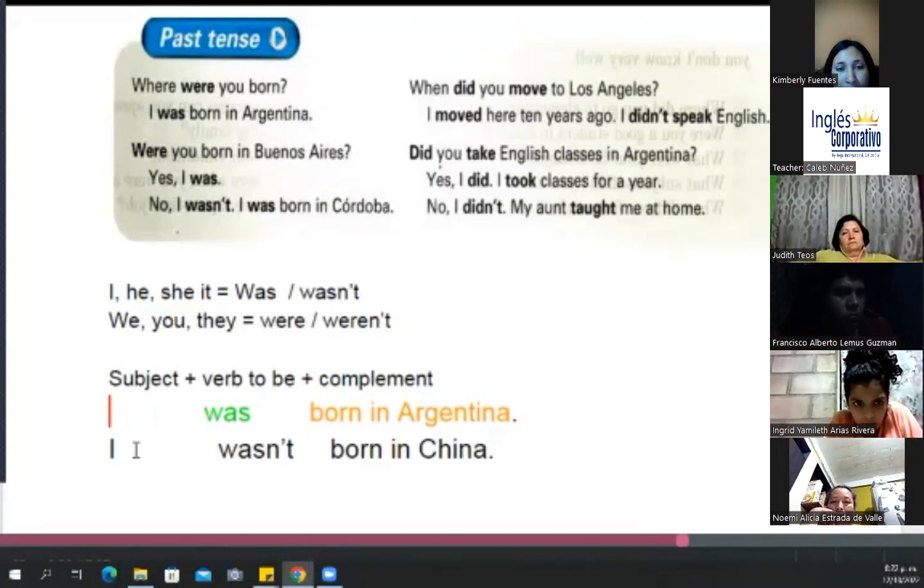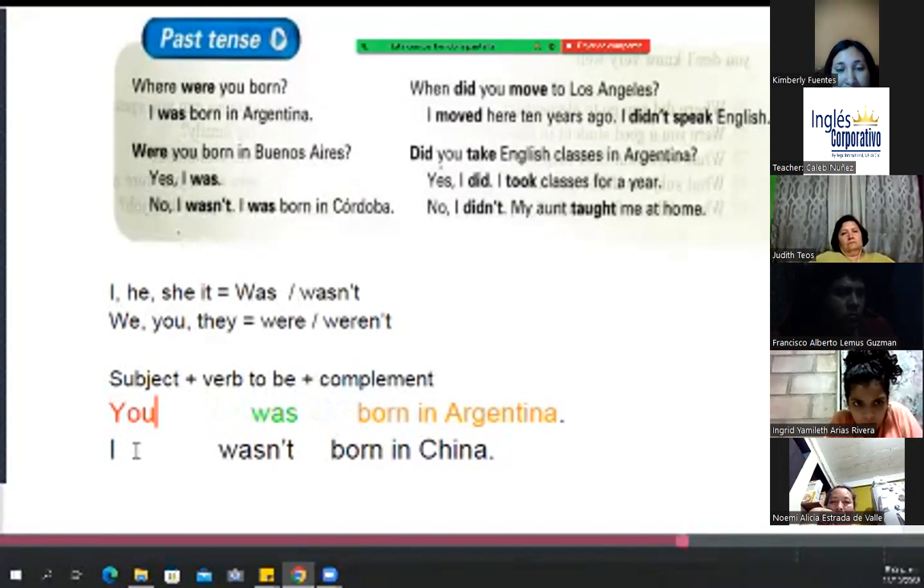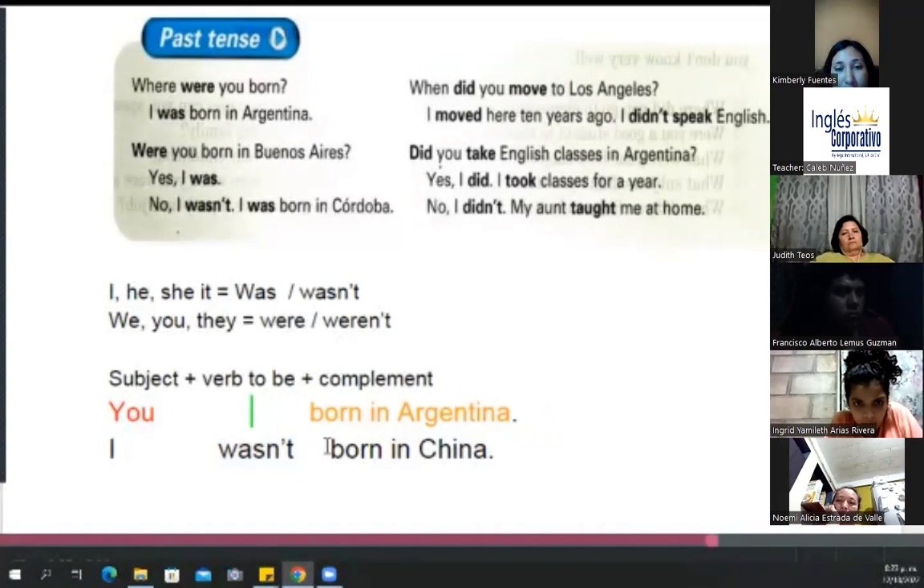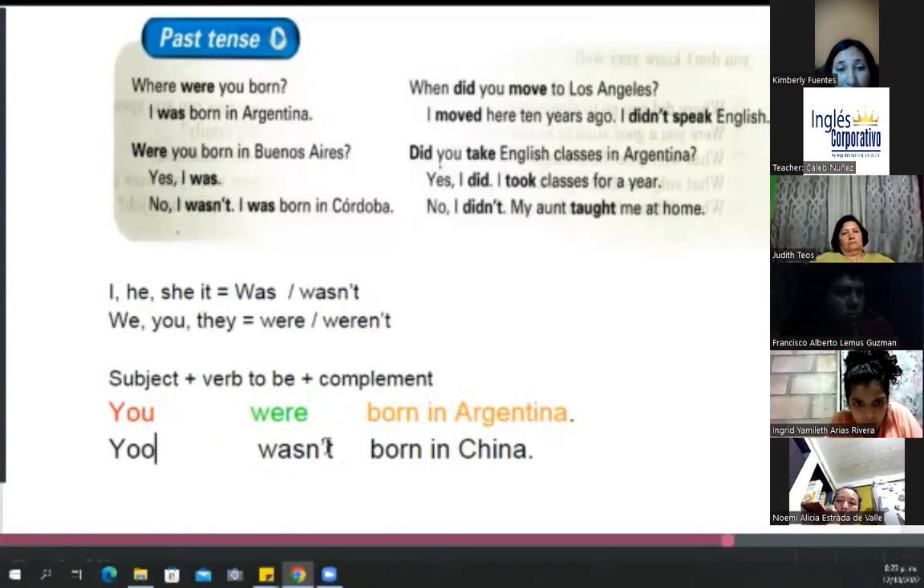Whenever we change the subject, now we use you. So therefore, we're going to have to use the verb to be were. And in our negative statements, that would be weren't. So you were born in Argentina. And of course, we can say you, and this will be in its negative form. So this will be, you weren't born in China.